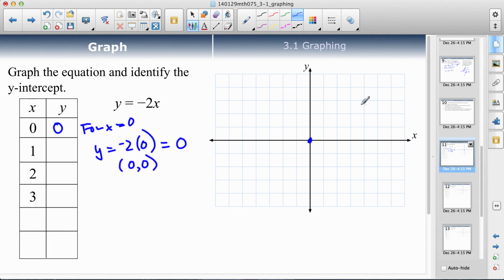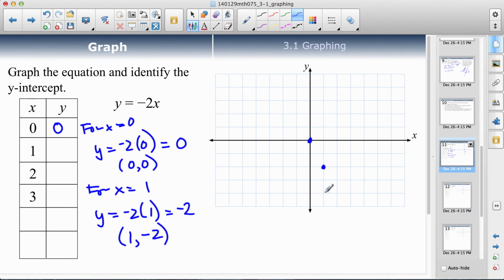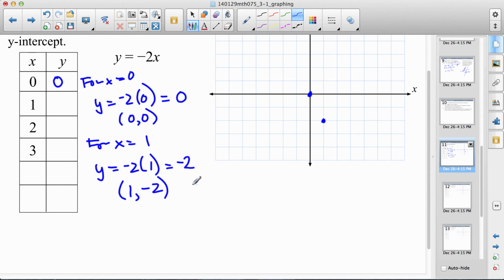Now I can't draw a line yet from that because I don't have another point. So I need to do another one. Let's do x equals 1. So for x is equal to 1, then y is equal to negative 2 times 1, or negative 2. So my point would be 1 and negative 2. Let's plot that 1, negative 2 right there. So there's another point. I'm tempted just to draw my line because I know it's going to be something like that. Never a bad idea to check though with a third point. If the third point is in direct line with those ones, I know I'm good.